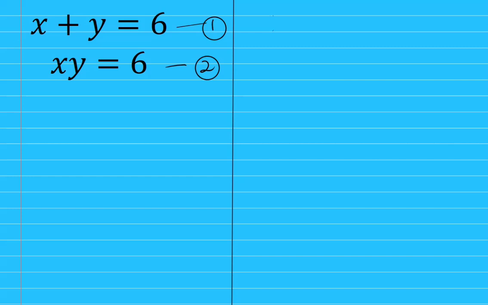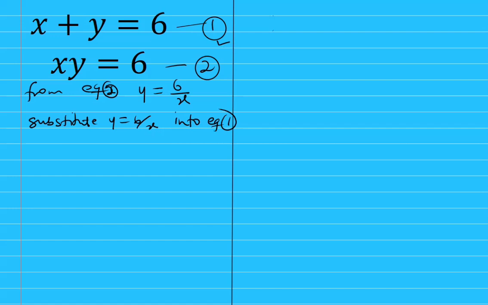the subject. So from equation 2, y equals 6 over x. And then we substitute y equals 6 over x into equation 1. This is the equation 1 we're talking about. So wherever we see y, we put 6 over x there.